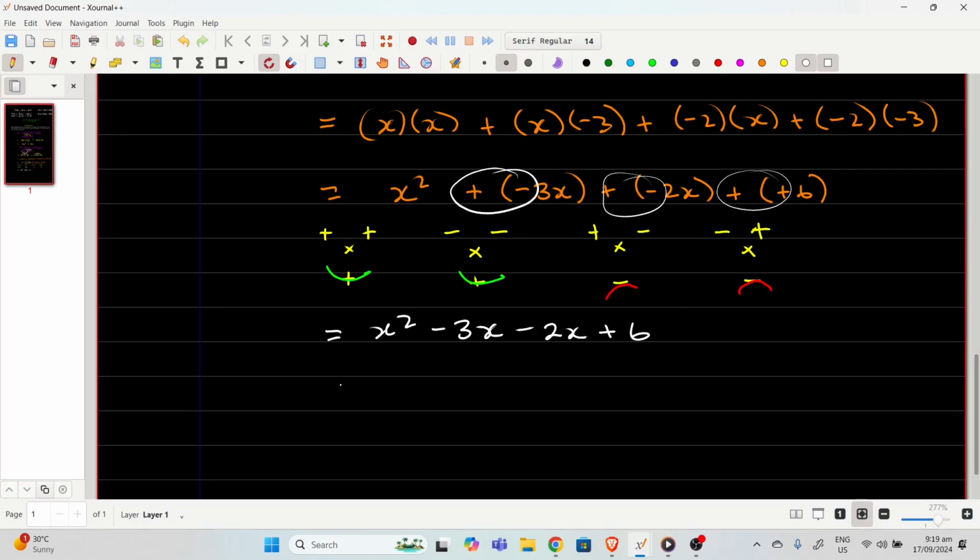And with that, we simplify even further by combining these two terms together. So it has negative 3x's here and negative 2x's here. So we're going to get x squared minus 5x plus 6. All right, and that's the answer for that.